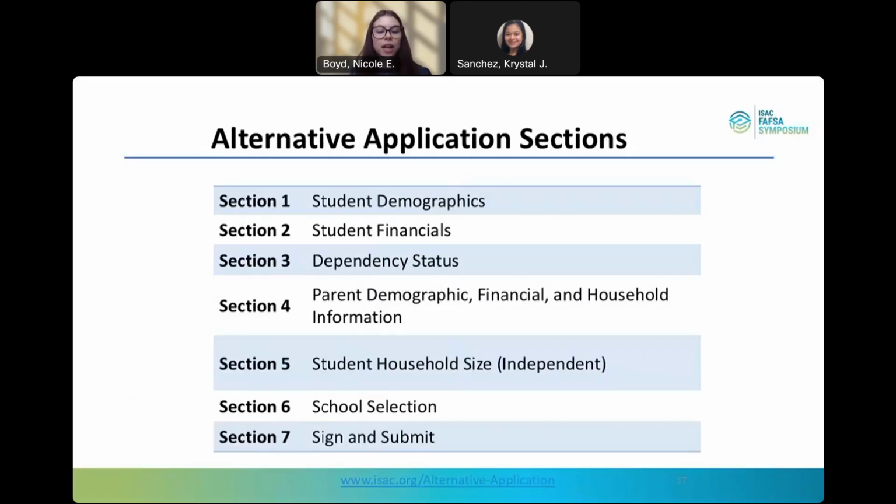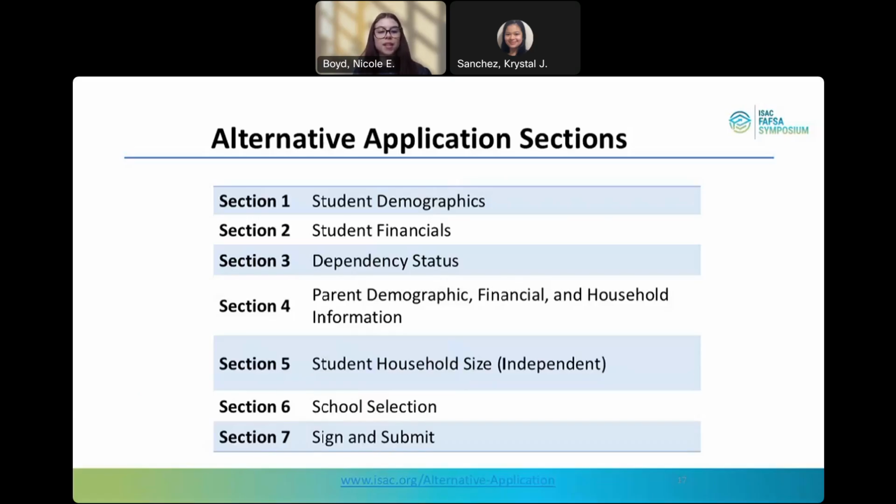So now we're going to take a look at the different sections of the alternative application. Section 1 is student demographics. Section 2 is student financials. Section 3 determines dependency status. So if it is determined that a student is a dependent student, that would take them to Section 4, which is parent demographic, financial, and household information.